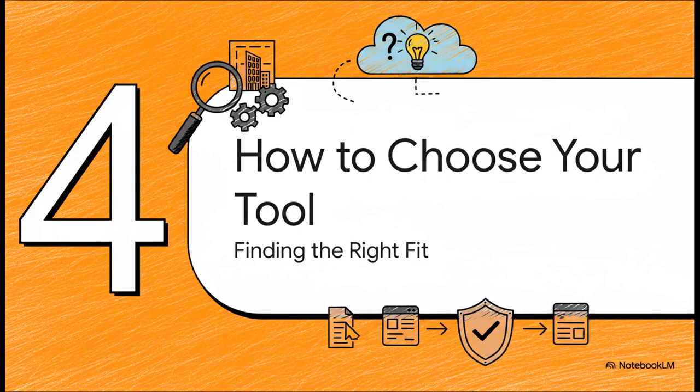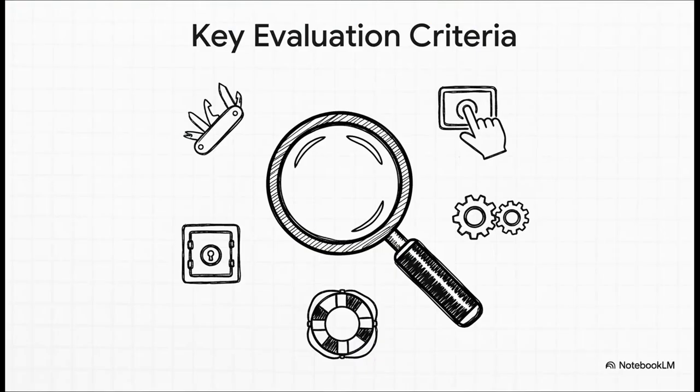Which brings us to the most practical question of all. With all these choices, how in the world do you actually pick the right tool? Well, it really just comes down to finding the perfect fit for your team and your needs. So you can basically break it down into 5 big questions you need to ask. First, functionality. Does it actually do what you need it to do? Second, usability. Is your team going to be able to learn this thing without a 6-month training course?